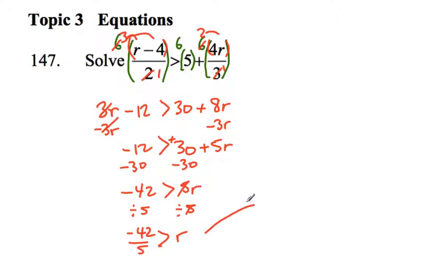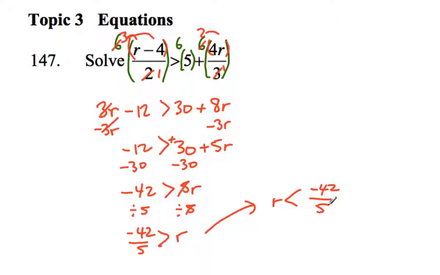So that would just be, I'll just put the arrow up here. If we want the r to be listed first, we'd sort of read from the r where the r is, and this would have to sort of mirror reverse here. So r is less than minus 42 over 5.